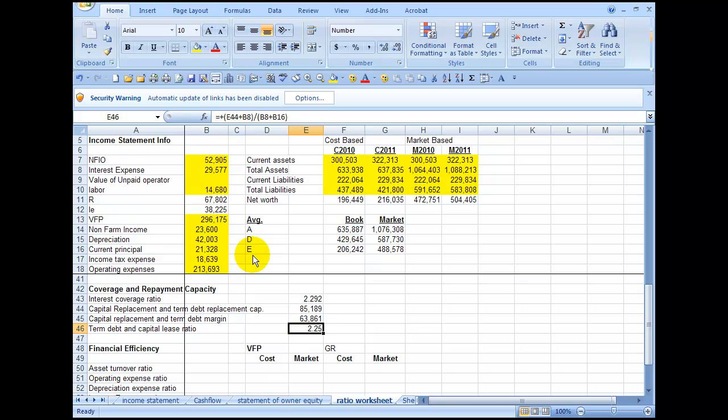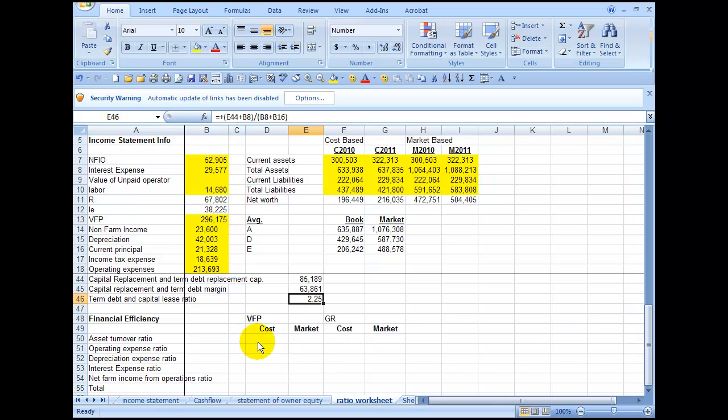So in this case, we have $63,861 above what we would owe. And this represents 2.25, so for every dollar that we'd owe, we really have $2.25 available. So just two ways of looking at those.